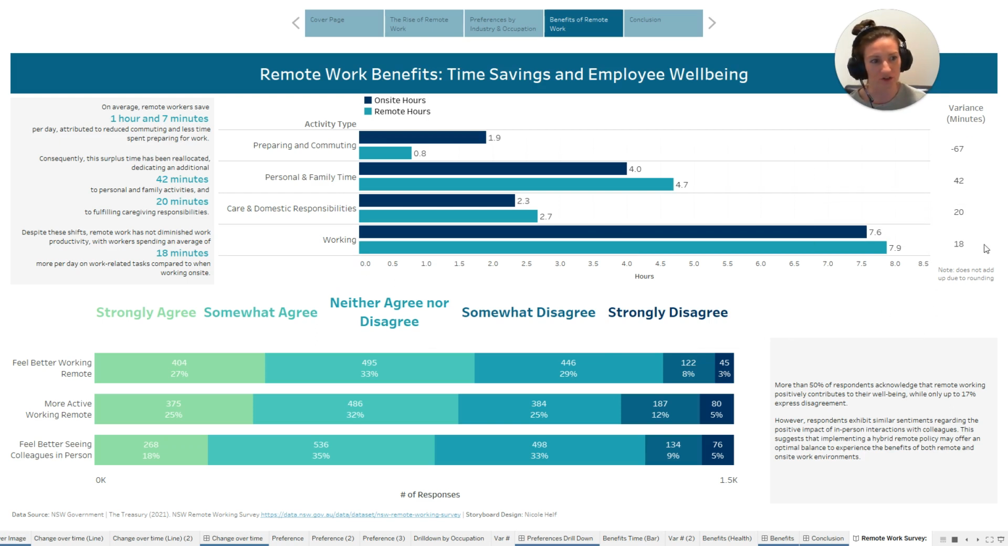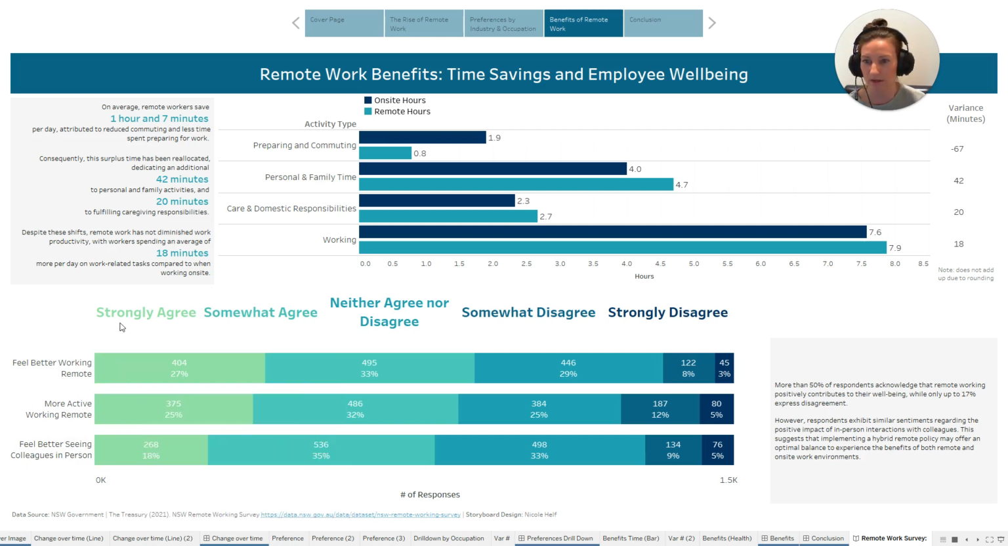So on the right here, this is in hours, but I've converted it over here to minutes to just be able to read that a bit more clearly. And some of this might not add up exactly due to rounding. So the next section here was 3 questions that were asked. The first one being, I feel better working remote. I'm more active when I work remote. Or I feel better seeing colleagues in person.